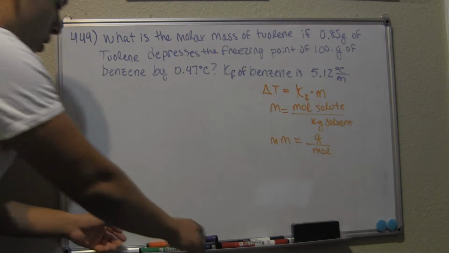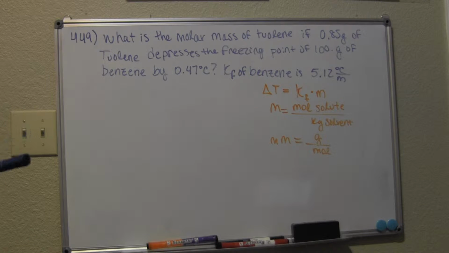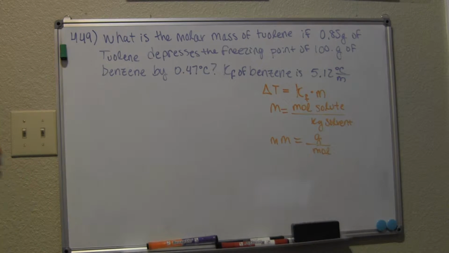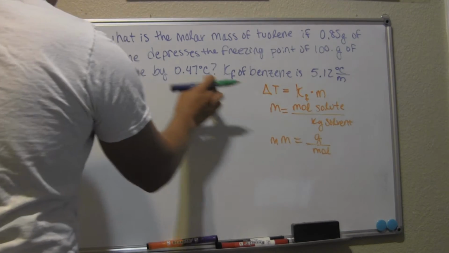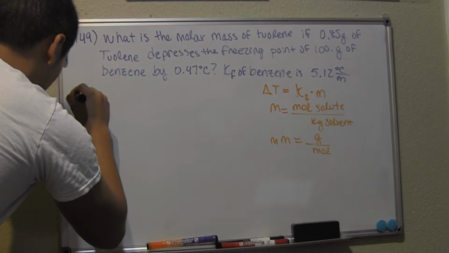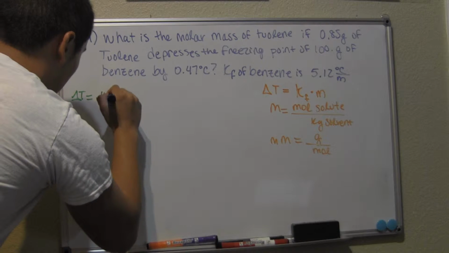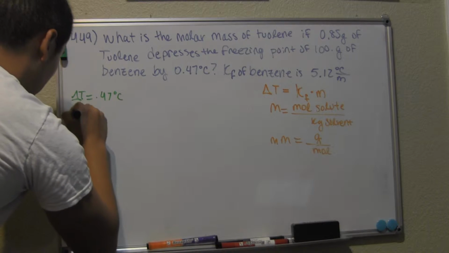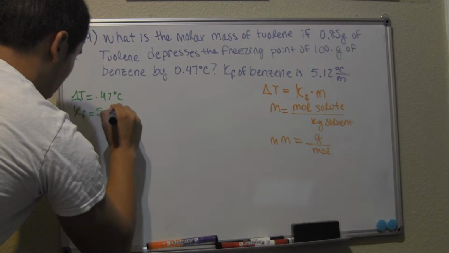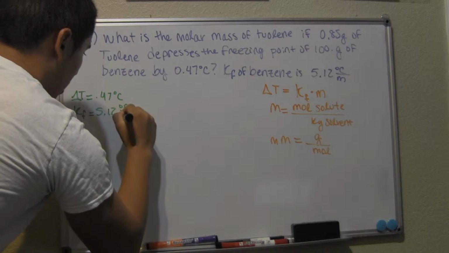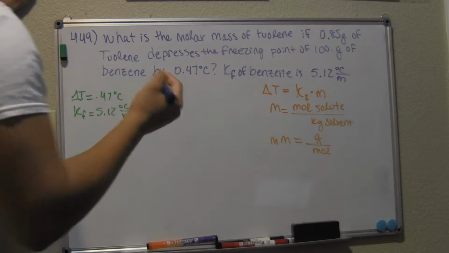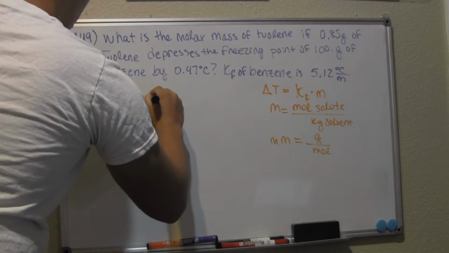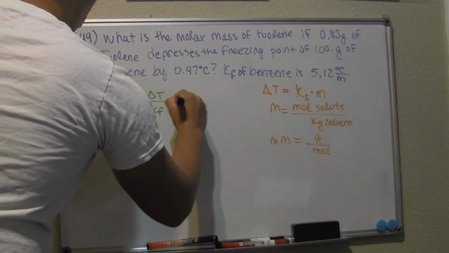All right. So let's start off by calculating the molality, since we're given the change of temperature, which is 0.47. Let's write this down. So delta T is equal to 0.47 Celsius, and the Kf is equal to 5.12 Celsius per mol. Let's rearrange this equation, move Kf to that side, so you end up getting delta T over Kf equals m.